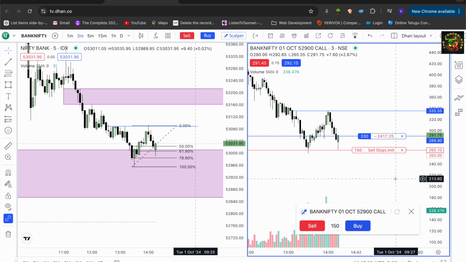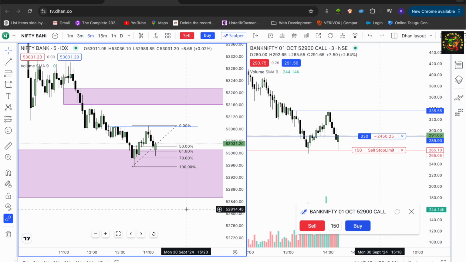You can see price is taking support at the equilibrium to discount zone of fib, the golden zone, and yeah, we'll see how this goes on from here.